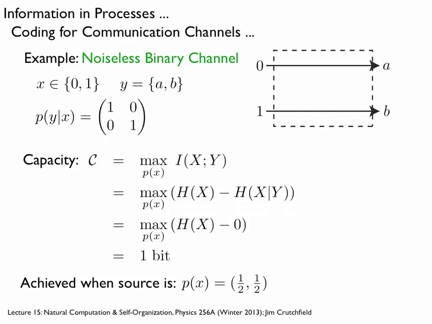And then that is maximized for a fair coin. So I have 1 bit. So this channel, no surprise, it better work this way. This channel can transmit 1 bit per unit time, if you will. And then the source that achieves that rate is the fair coin.